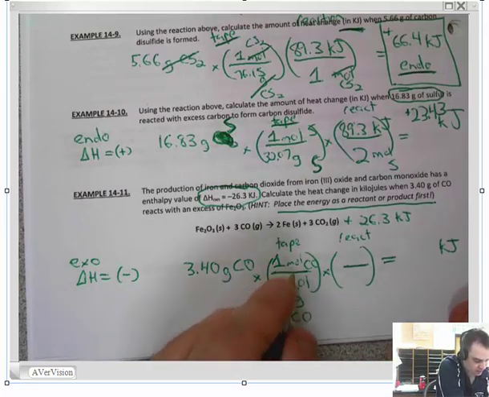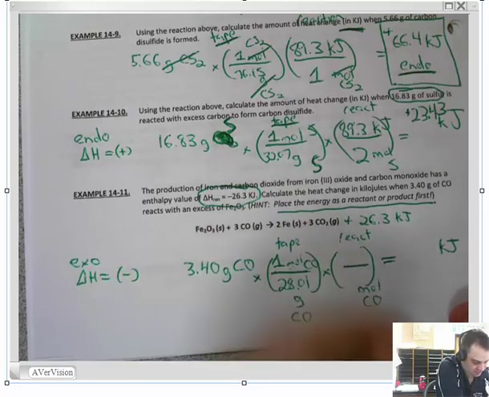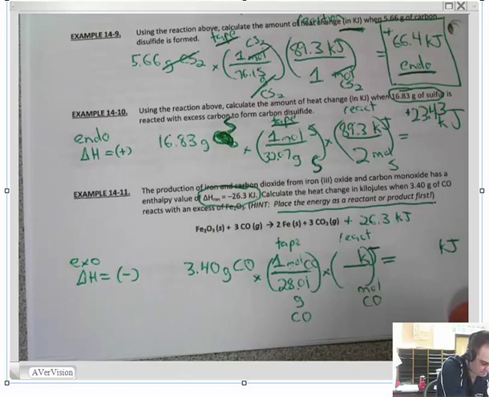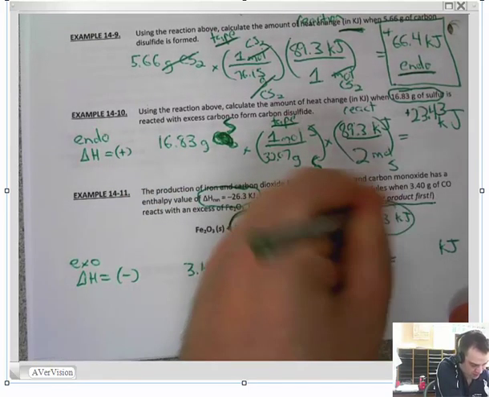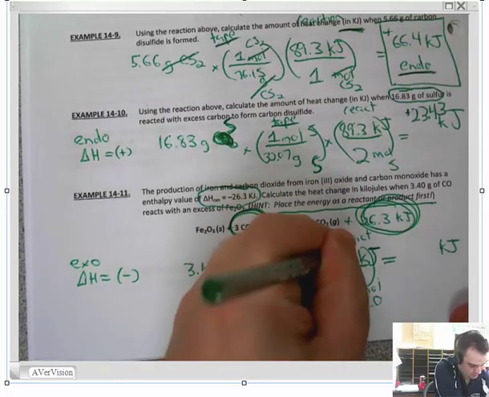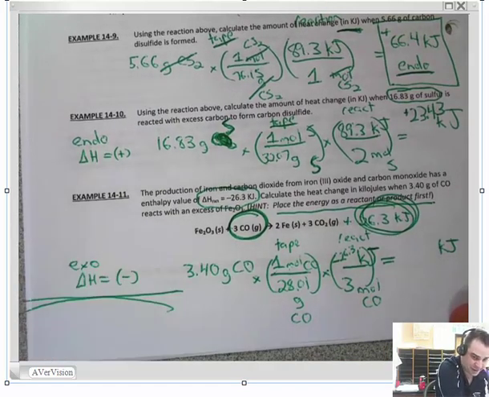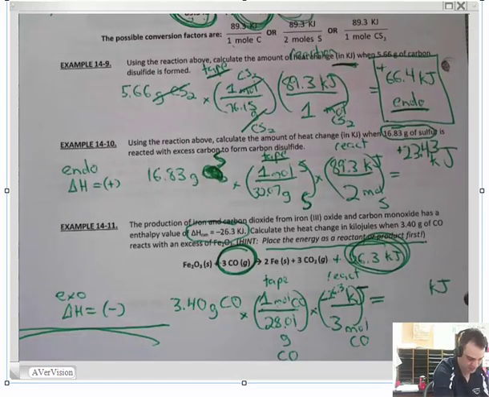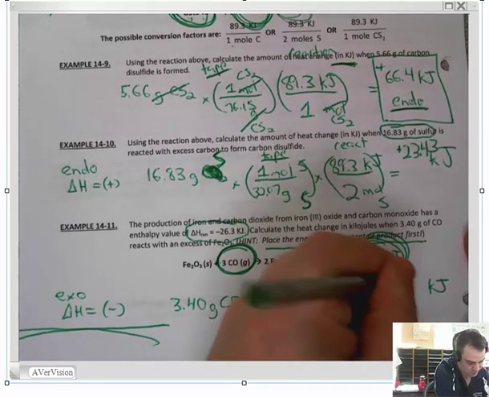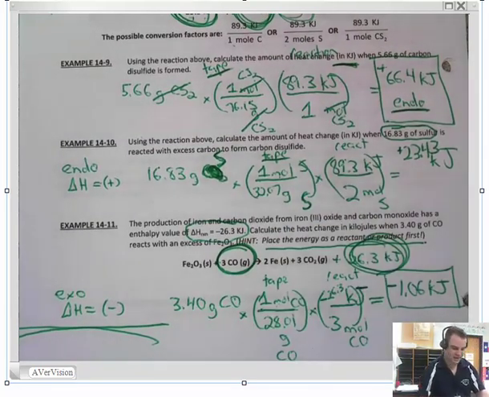Okay, then we do our reaction. Moles of carbon monoxide on the top, moles of carbon monoxide on the bottom. What are we going to convert to? kJs. Wham, wham, wham, wham. 3. Wham, wham, wham, wham. Negative 26.3. It's negative because it's exothermic. Negative delta H. And I get an answer of negative 1.06 kilojoules. Easily done. Okay, one more problem we gotta do.